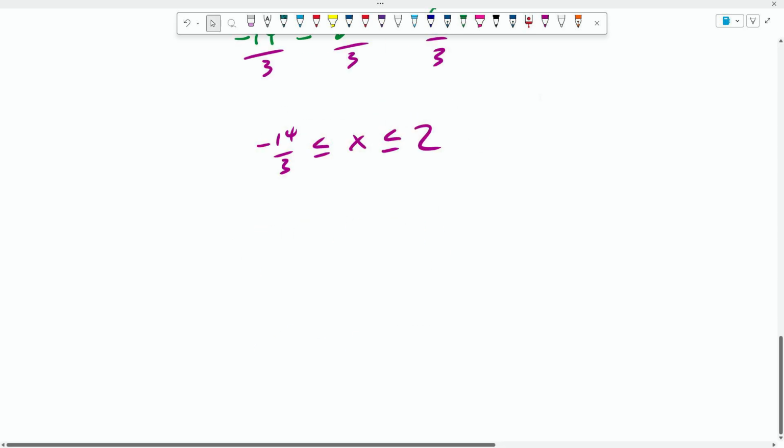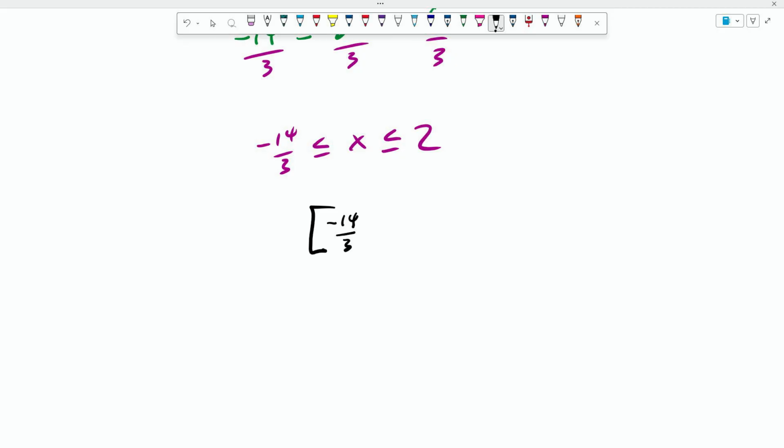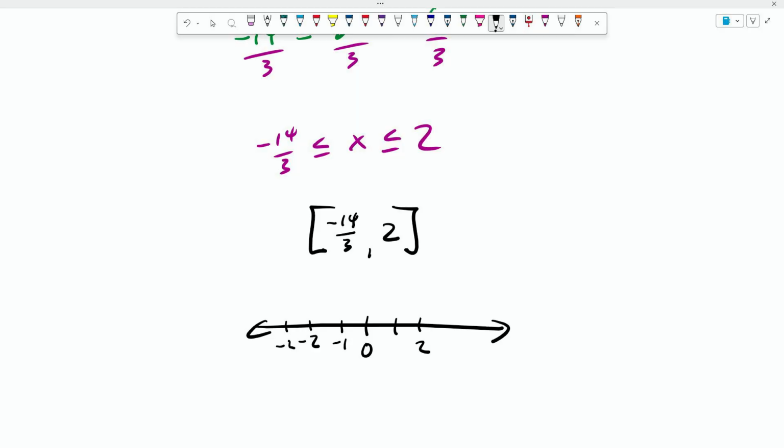And once it's like this, we go right to our solution set. If we wanted to graph it, we could. 3 goes into 14 four times. So what is that, 4 and 2/3? That would be it.